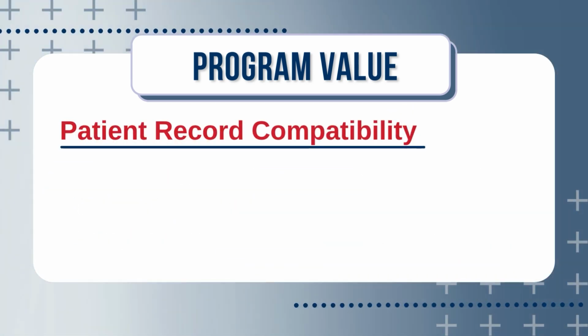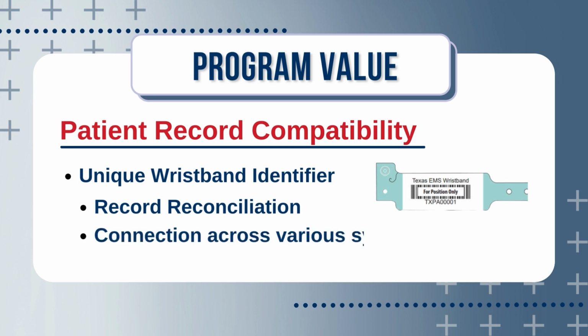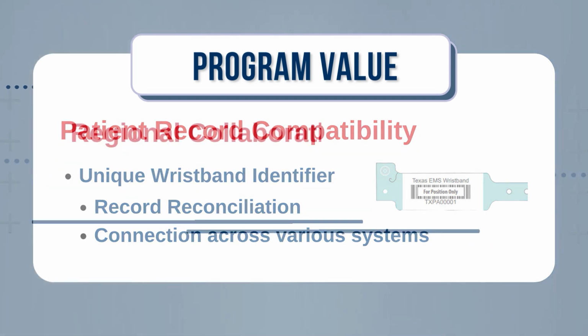Another valuable aspect of the wristband project is how it expedites record reconciliation and matching across different agency systems. Imagine the time-consuming process of manually reconciling patient records across various systems. This project streamlines that entire process. Providers can save valuable time and reduce errors by utilizing the wristband tracking number for faster, accurate record location.